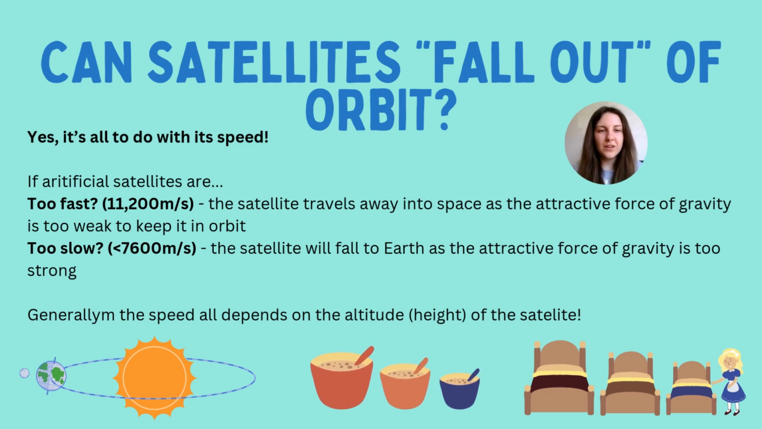So this is kind of like a Goldilocks scenario where you have to get it just right. And essentially, we have to make sure that there is this middle ground. So we don't want the satellite to be moving too fast or too slow. We really need it to occur around 7,600 meters per second. And this gives it a nice stable orbit. And this will make sure that the satellite will move in a nice circular pattern around the Earth.